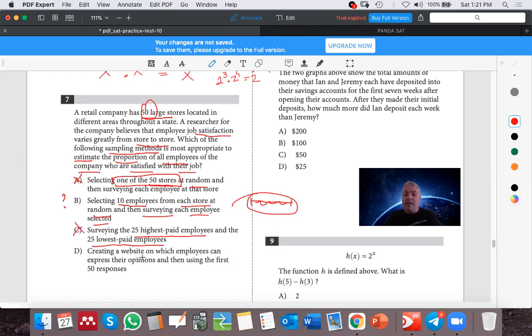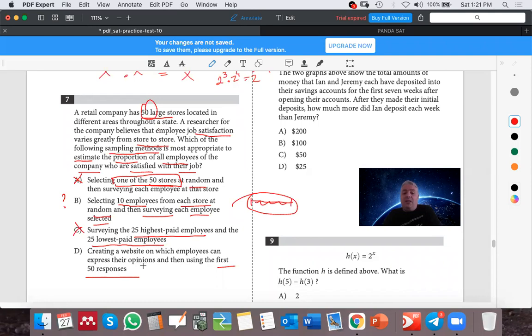Creating a website on which employees can express their opinions and then using the first 50 responses. No, never. Why? You are saying the first 50. For example, I am sick today, or I have an appointment at the hospital or somewhere else, or I have a family problem, or I have an internet problem, I couldn't log in.